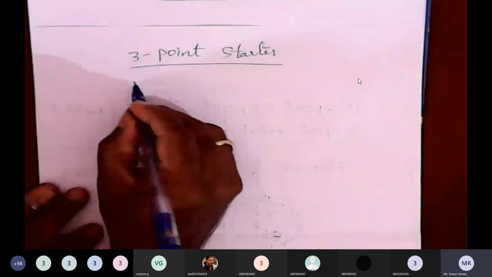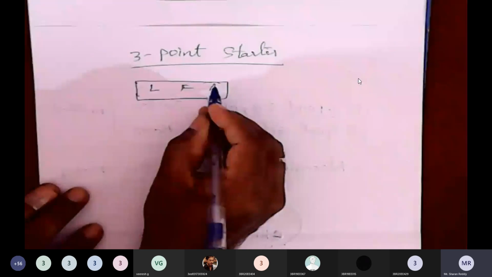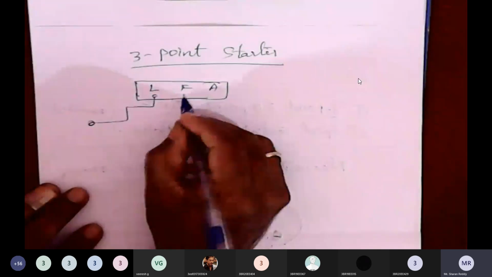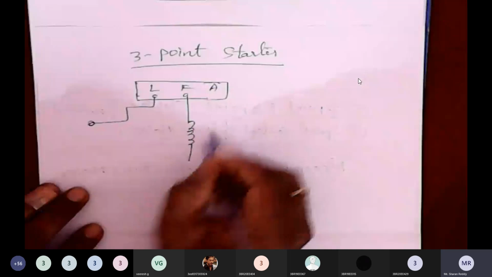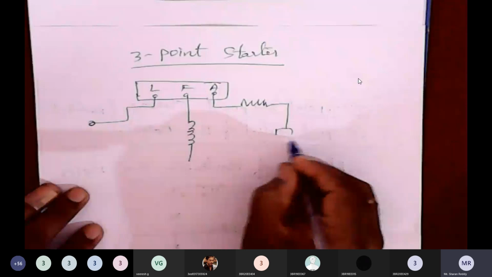Basically, it will have 3 terminals. That's why the name is given here, isn't it? 3 terminals: L, F and A. L means it is connected to the line, F means it is connected to the field, and A means it is connected to the armature.